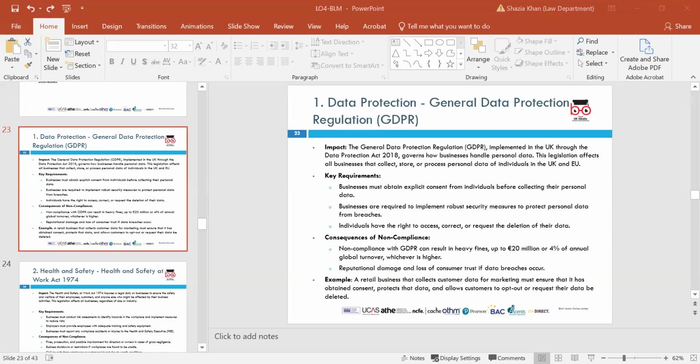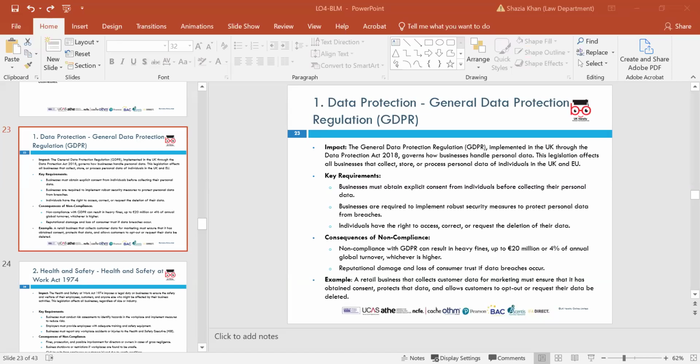So the first one we'll look at is data protection. Why data protection is so important in any organization. The General Data Protection Regulation, GDPR, affects all businesses in the UK that collect personal data about their customers. The law creates obligations on your business around personal data, how you collect it, and what you do with it. Importantly, the fines for breaching GDPR are substantial.